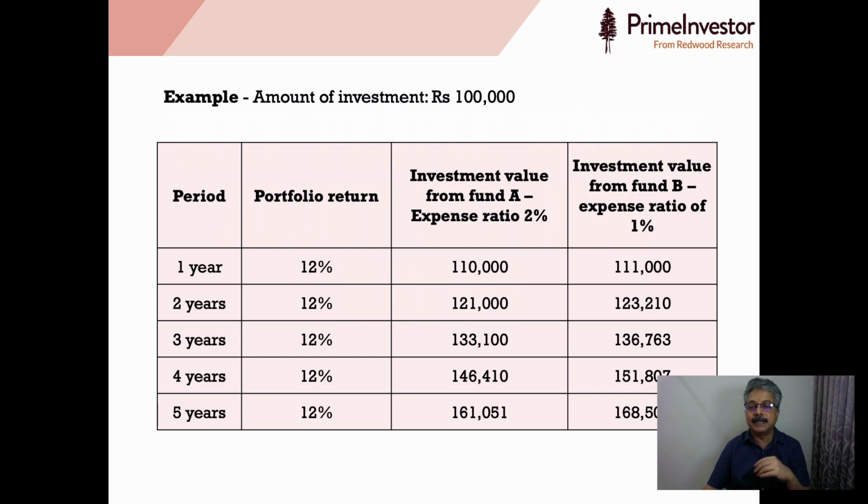I've given an example here. The difference between a 2% expense ratio and a 1% expense ratio, as you can see, over a period of time, can really grow. But this is assuming that the two funds, Fund A and Fund B, are returning the same 12% every year. That's a very imaginative assumption. But just for illustration purposes, I've given an illustration here to show the impact of the expense ratio.